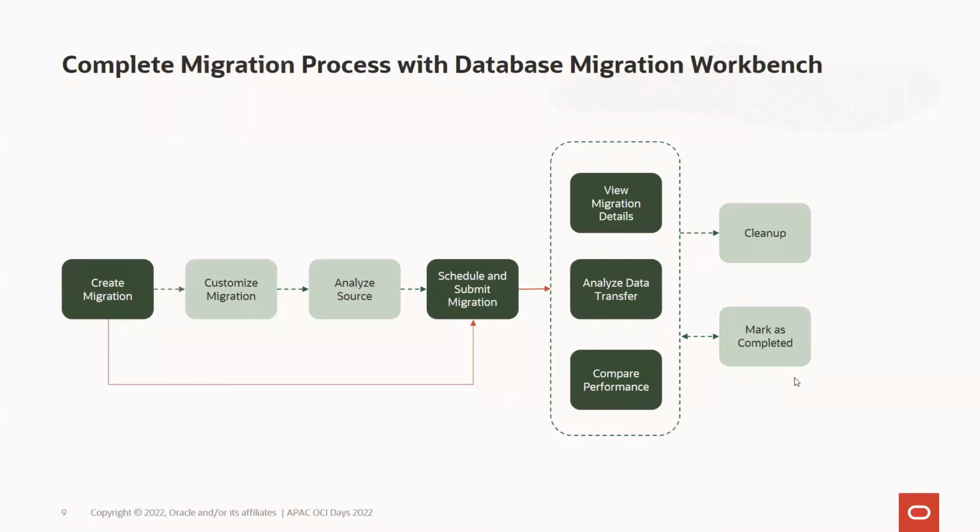The workflow shown here depicts the end-to-end migration process. Dark green boxes indicate required steps and light green boxes are optional customization steps that you can carry out during database migration. Create new migration, schedule and submit migration, view migration details, analyze data transfer, and compare before and after migration performance are mandatory steps. Optionally, you can customize pre and post migration steps as per business logic, or analyze the source database before migration to check for potential problematic content and other factors that could prevent a successful migration.